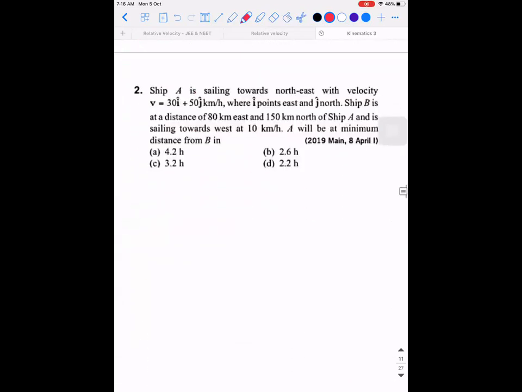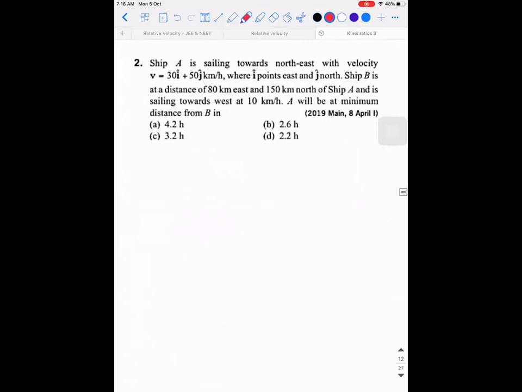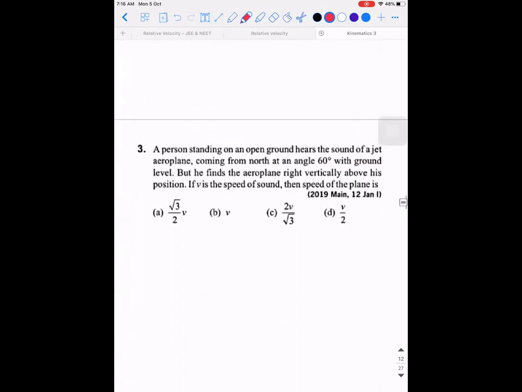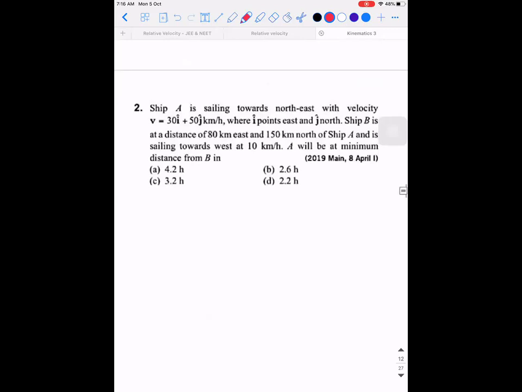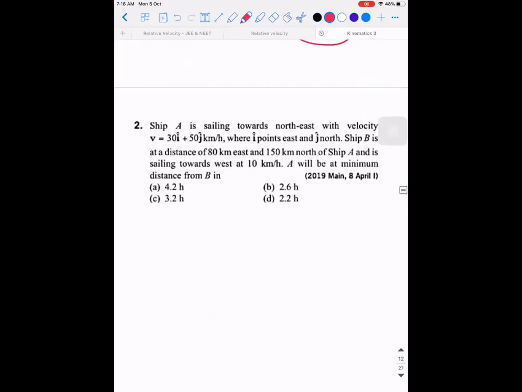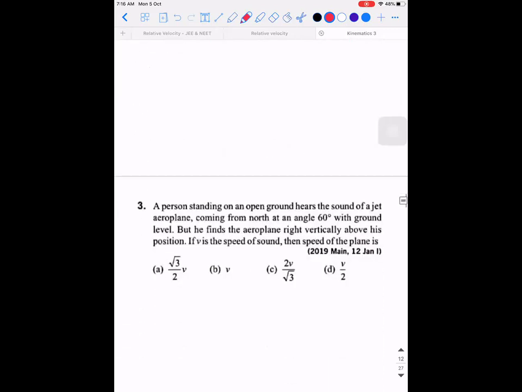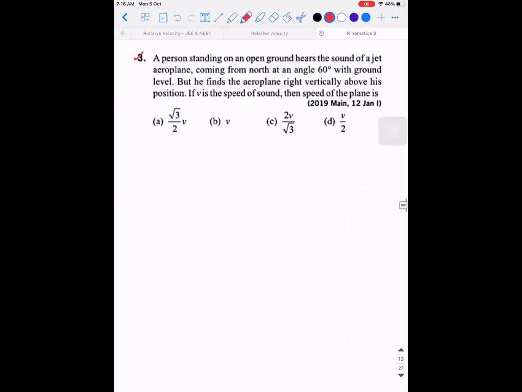We'll go to the next one. Okay. We'll do this problem. Then I will tell you how to do, because I didn't explain you how to solve minimum distance, right? So third one, it is a problem which is based on aeroplane and wind. You guys try to do it.